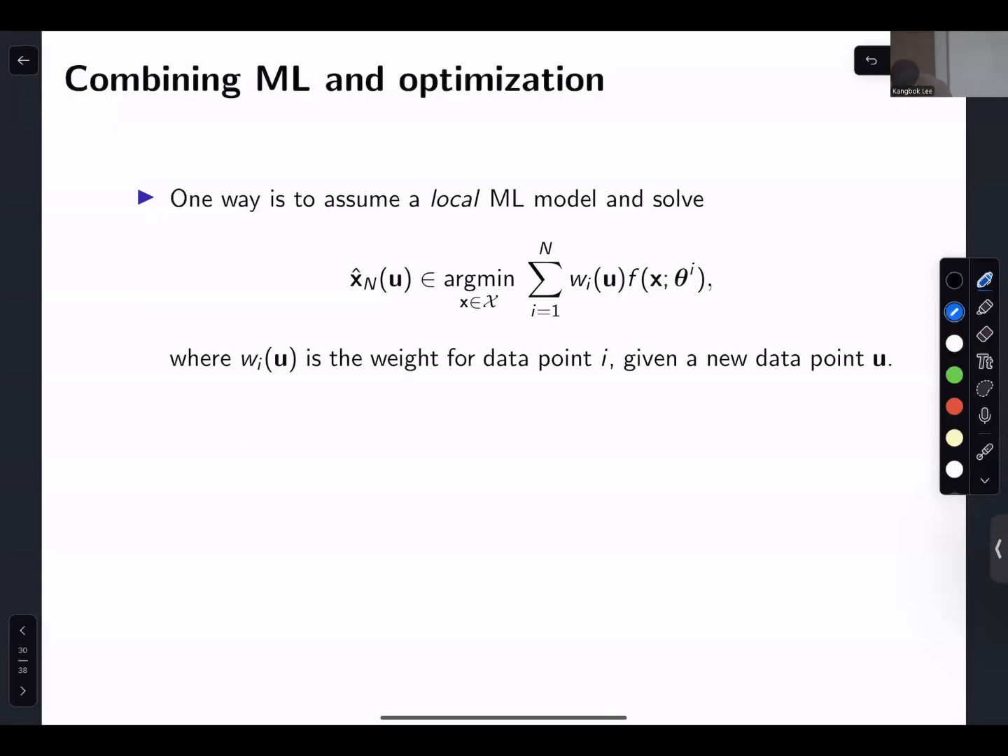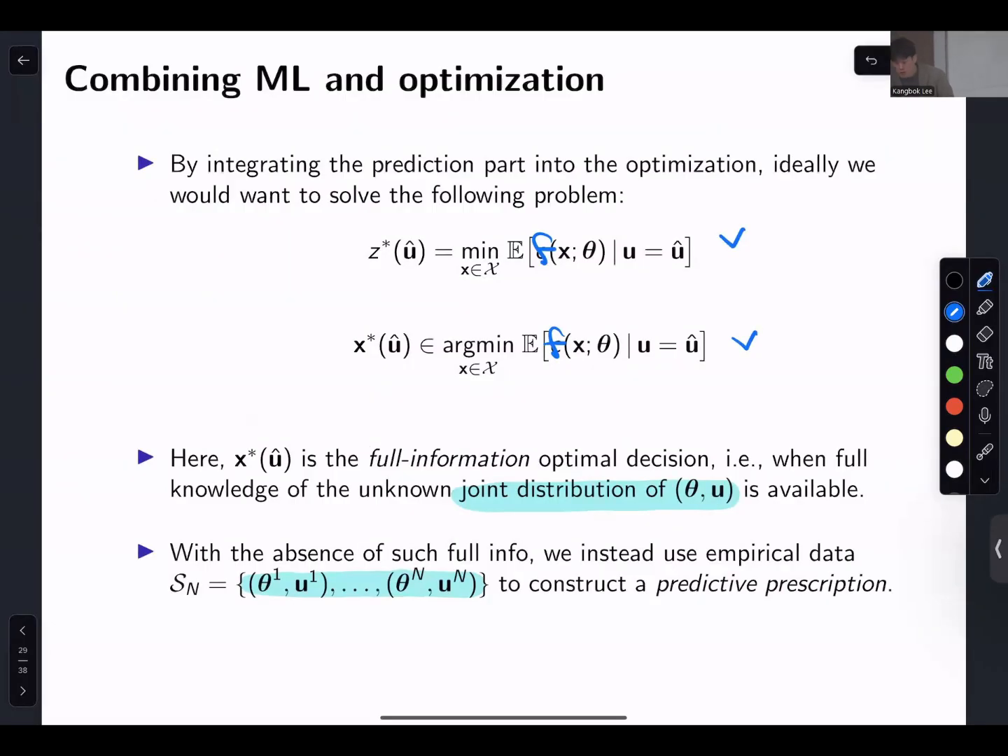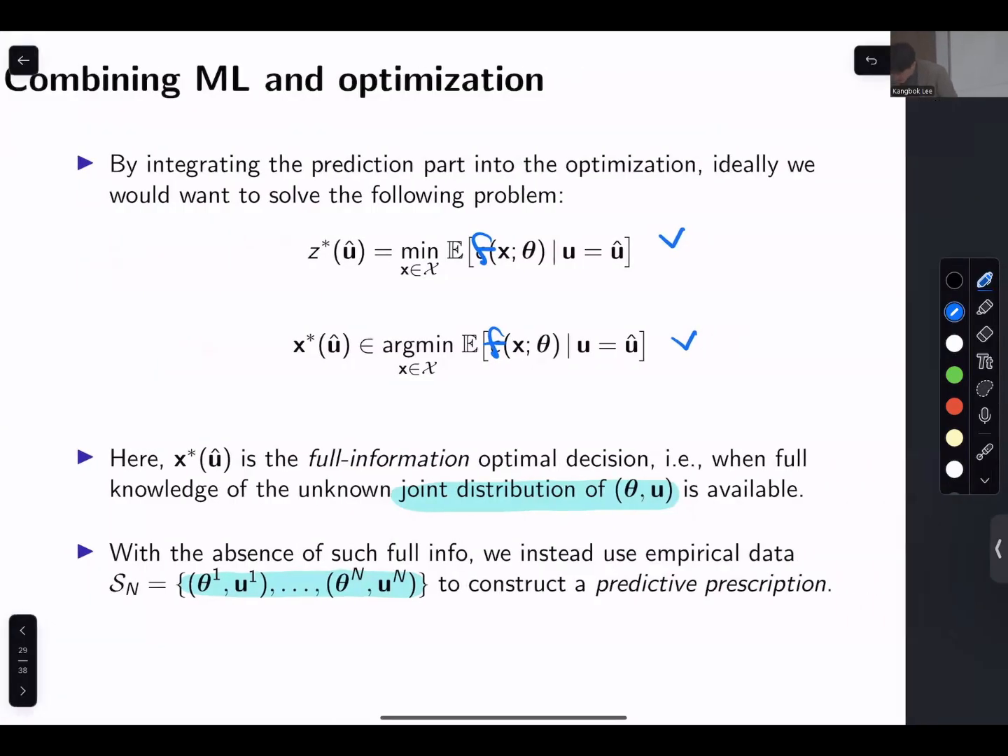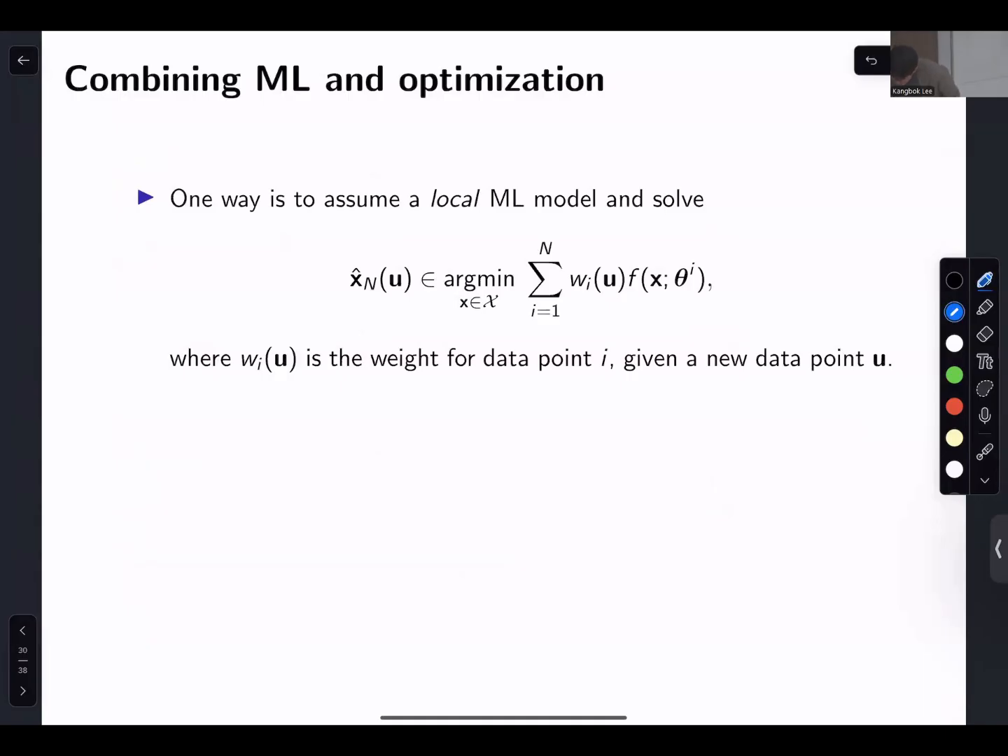So let's say you trained your X hat using this empirical data, okay? And then there's going to be a new U here, it's given. Then what you can do is you search over the neighborhood of that U and find all the theta values that are available from the data, okay? And then only use them in your optimization by taking the weighted average. And this weight here, Wi of u, is the weight that has to be assigned to a specific data point for theta i.